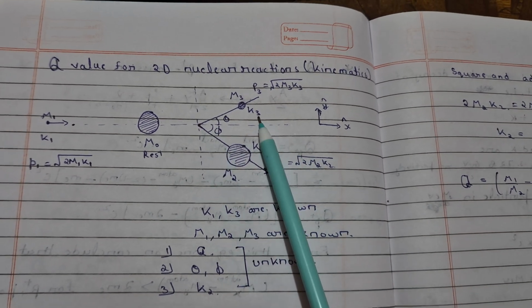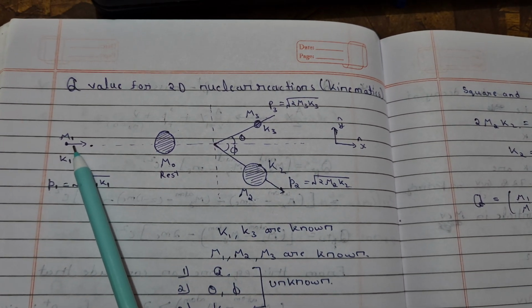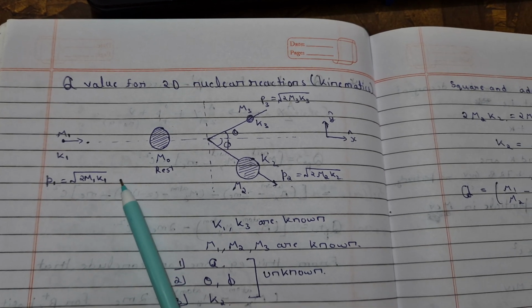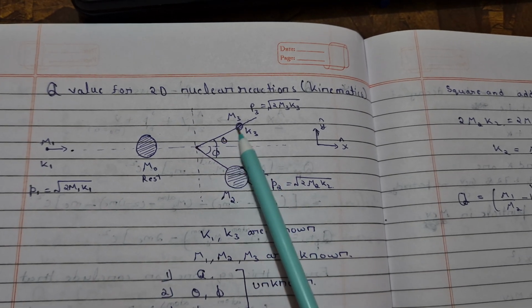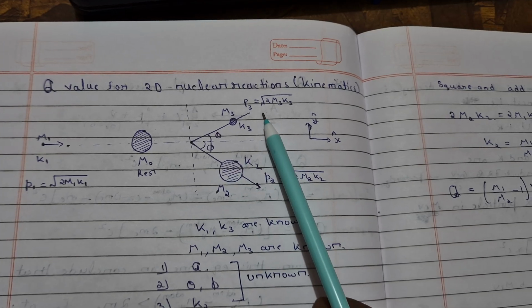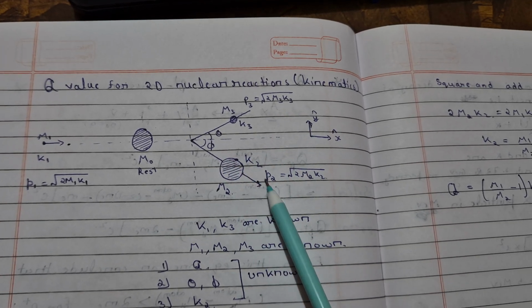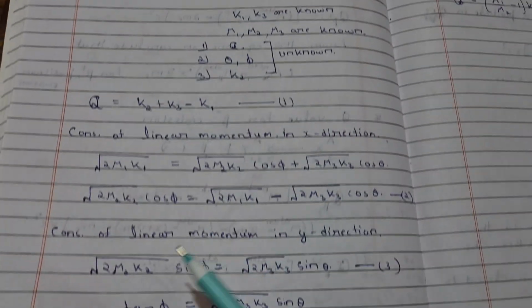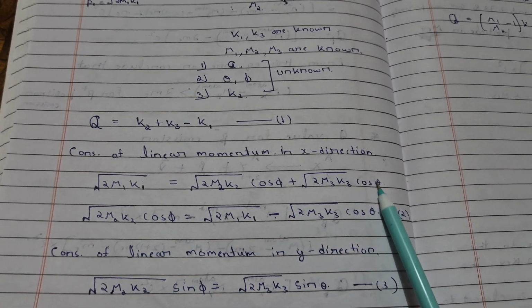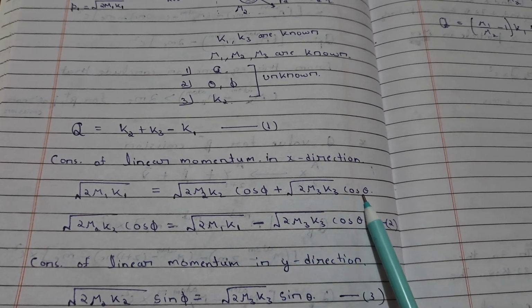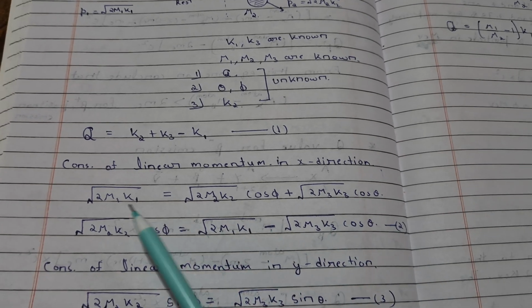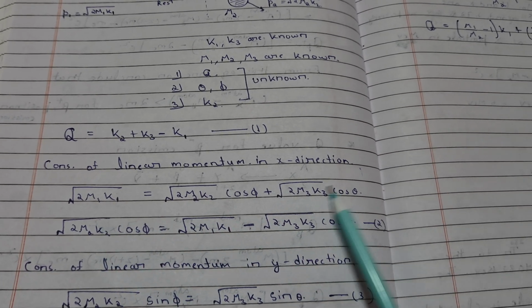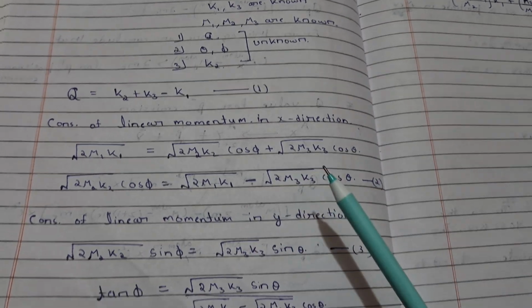In the x direction it will remain the same. So if this mass is m1 and kinetic energy is k1, the momentum is simply under root 2 m1 k1. So this must be equal to the x component of this and the x component of this. This will be under root 2 m3 k3 cos theta and under root 2 m2 k2 cos phi. That must be equal to under root 2 m1 k1. So we get this first equation. From here, if we need to find the theta, then we will write this equal to this minus this. If we need to find the phi, then we will write this equal to this minus this. So that's how you can just convert accordingly.